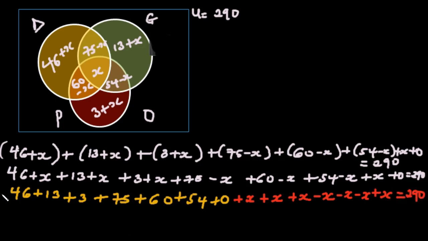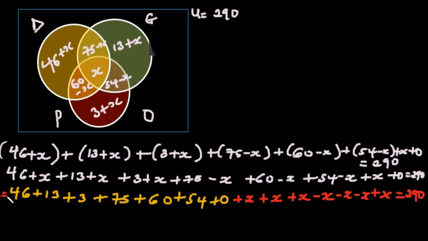So let's see what this is equals to. 46 plus 13, that will be 59, plus 3, 62. When you add all this together, you're going to get 251. Let's find out if this is going to be plus or minus. I have plus x, plus x, plus x, then another plus x, that's 4x altogether. Then I have minus, that's 3x. We're saying plus 4x minus 3x, we have 251 plus x will be equals to 290.